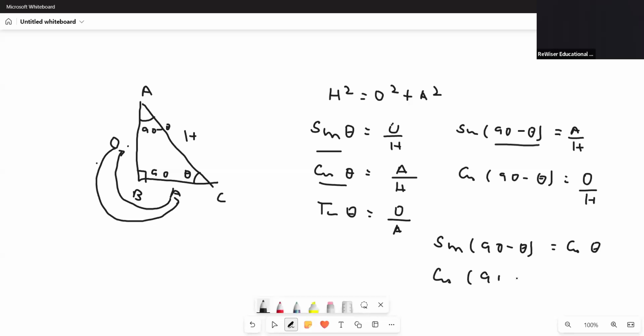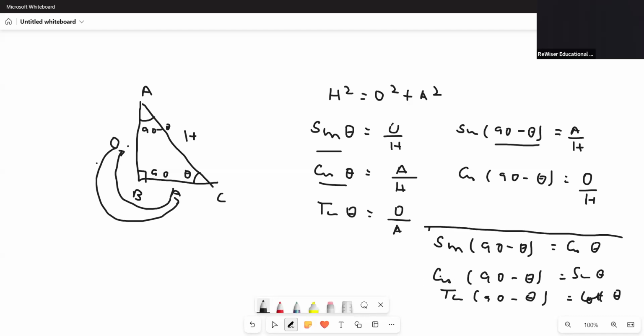Similarly, cos of 90 degree minus theta must be equal to sine theta. And similarly, tan of 90 degree minus theta must be equal to cot theta. So these are called complementary angles. So please do remember, a lot of sums have been asked on the application of complementary angles.